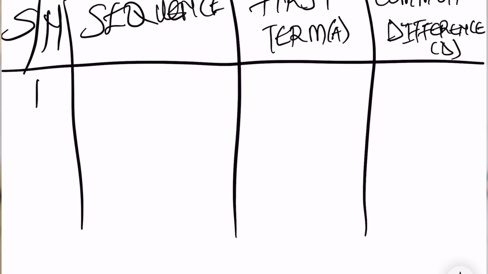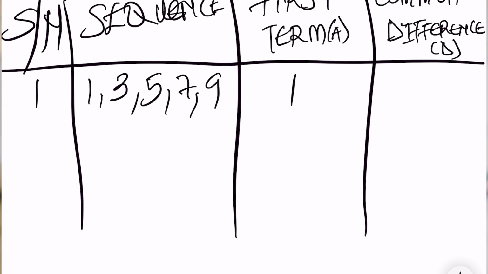Now, for the first one, here we have 1, 3, 5, 7, and 9. Here, what is our first term? Our first term is 1. Now, what is our common difference? In the sequence, we have 2 here, 2 here. So our common difference is 2. This shows this series is called an arithmetic progression.